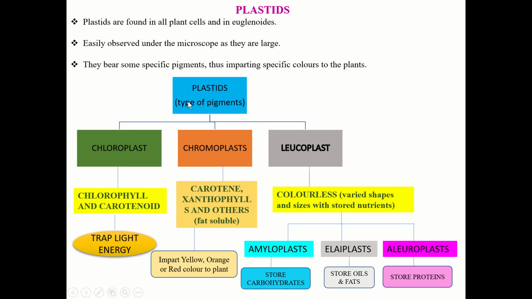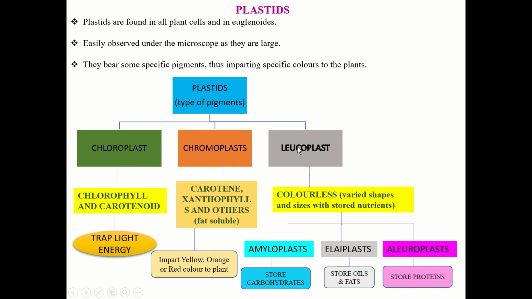Depending upon the type of pigment, plastids are further classified into chloroplast, chromoplast, and leucoplast. Chloroplasts bear chlorophyll and carotenoid pigments, and they help in trapping sunlight energy for photosynthesis. The second plastid is the chromoplast, which consists of carotene, xanthophyll, and other fat-soluble pigments. They impart yellow, orange, and red color to the plant.